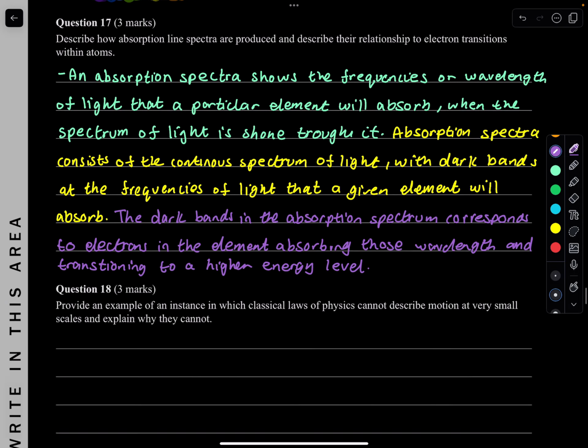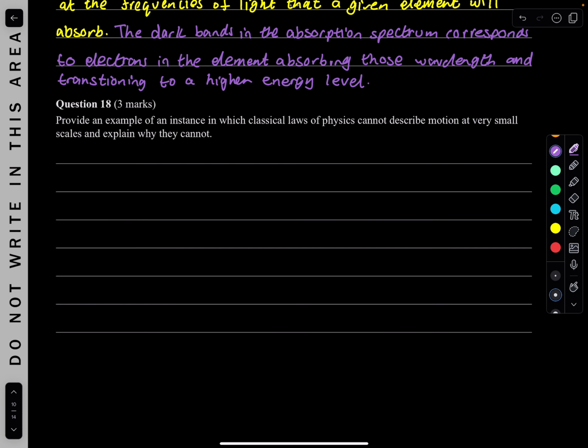Yeah, 3 marks. Wow. Question 18. Let's have a look at this one. Provide an example of an instance in which classical laws of physics cannot describe motion at very small scales and explain why they cannot. What a beautiful question. There's one significant experiment that kind of explains this whole thing, and I think that's what they want. Provide an example of an instance.